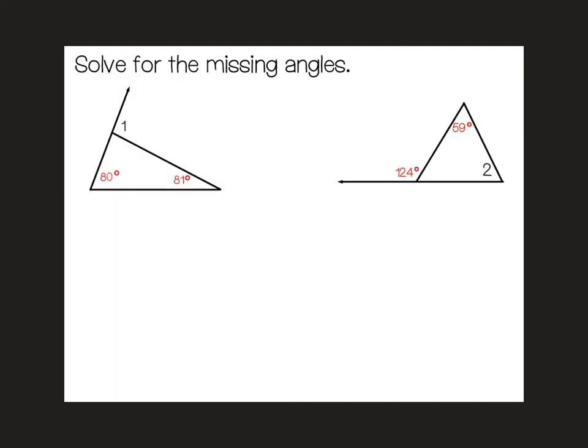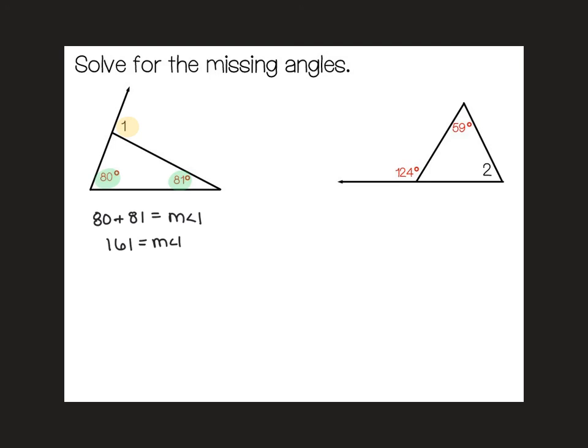Now to do a couple examples with this information. So again, remember the exterior angle is equal to the sum of the remote angles. So I'm going to take these two remote angles, 80 plus 81. That's going to equal the measure of angle 1. So the measure of angle 1 is 161 degrees.